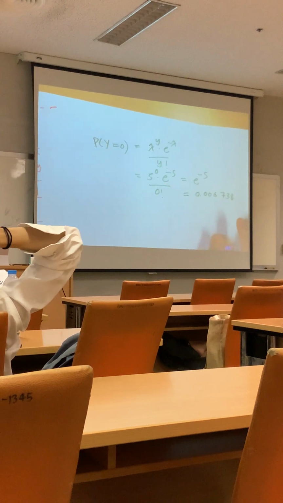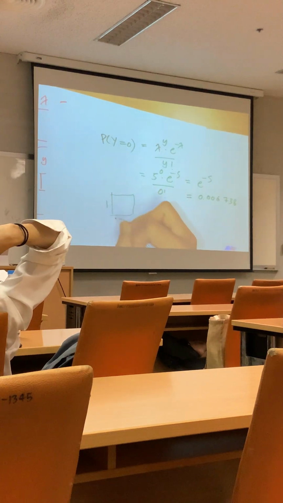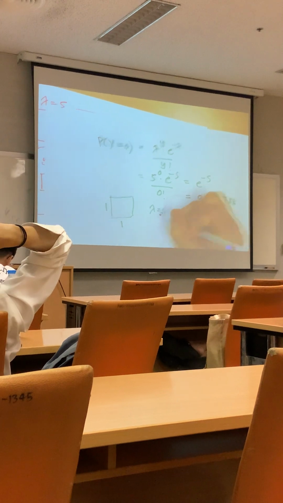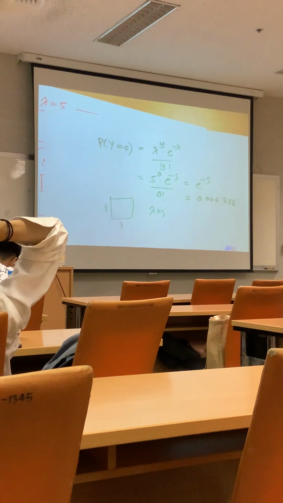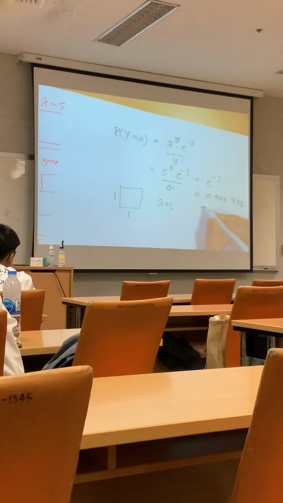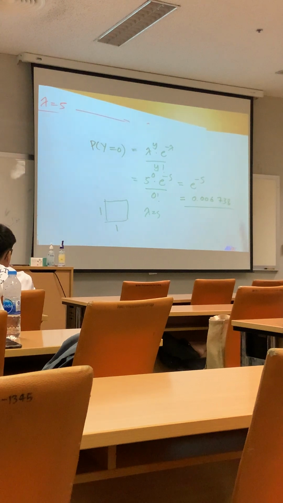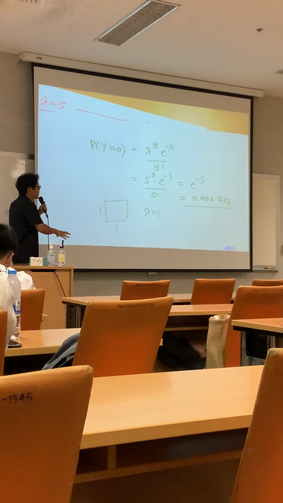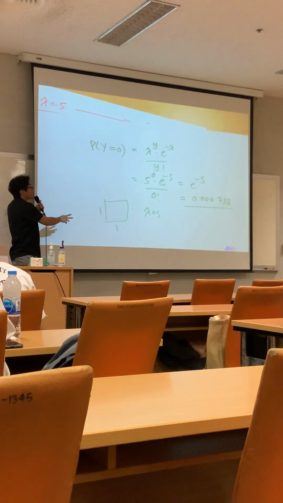Okay. So this is when we have only a 1 by 1 yard area and lambda is equal to 5. The probability that you do not find any seedling in this area is less than 1%. But now the question is asking, what about 10 of these?